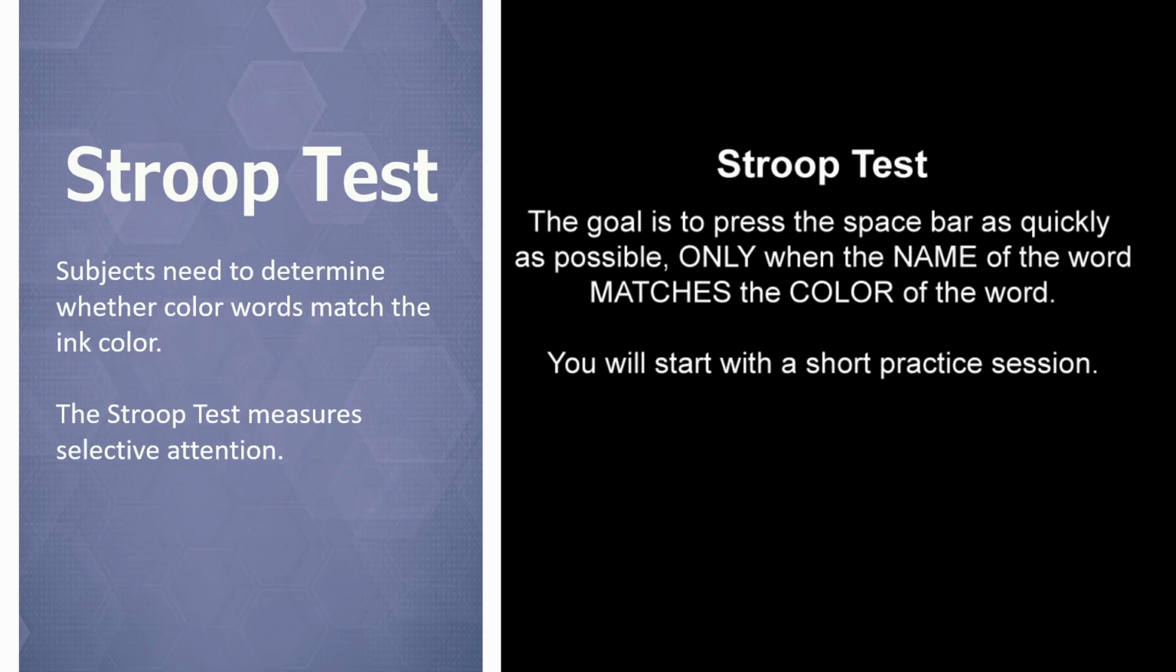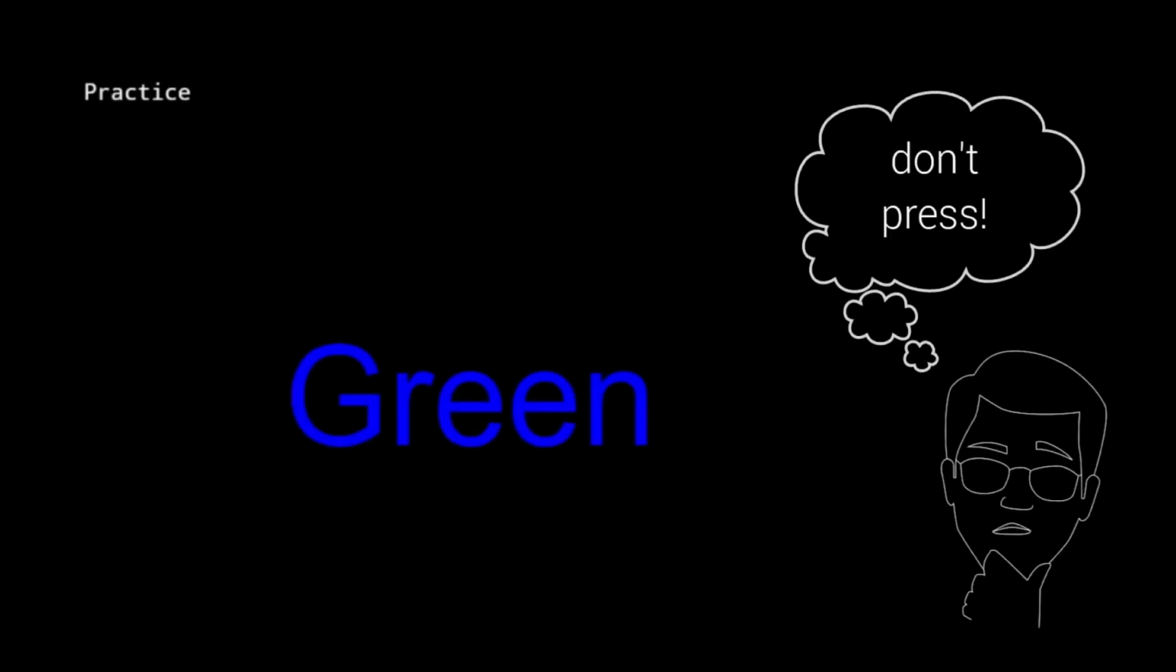Here's the instruction screen for the practice session of Phase 2 of the test. Here, subjects need to press a button only for congruent trials. Let's first watch the video and see what happens.